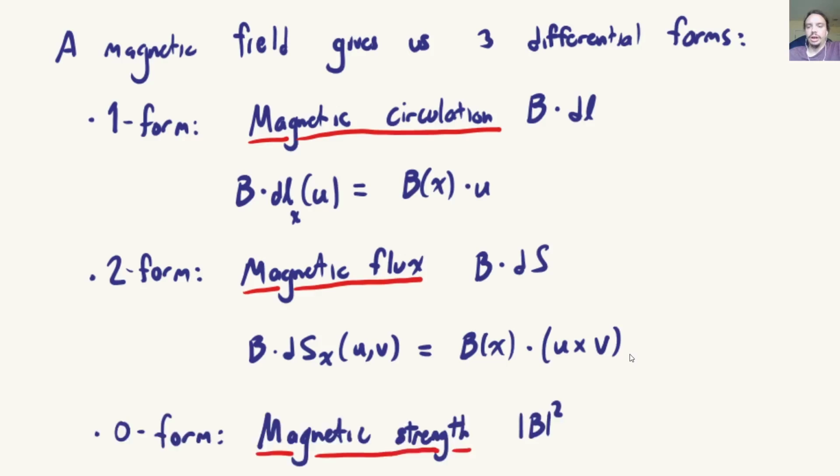And finally, okay, this one's cheating a little bit. It's a 0-form, so it's just a function. The magnetic strength, magnitude of B squared. Okay, so maybe you could call this a 3-form and think about it as the density in a volume, but we'll just think of it as a 0-form here.